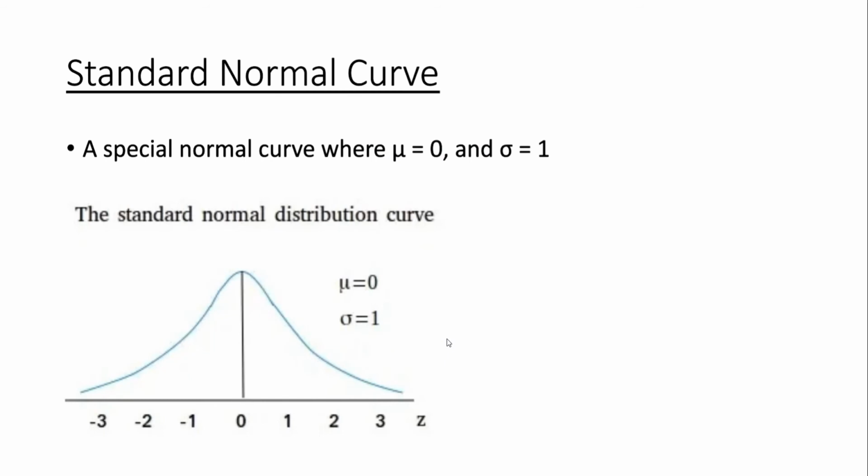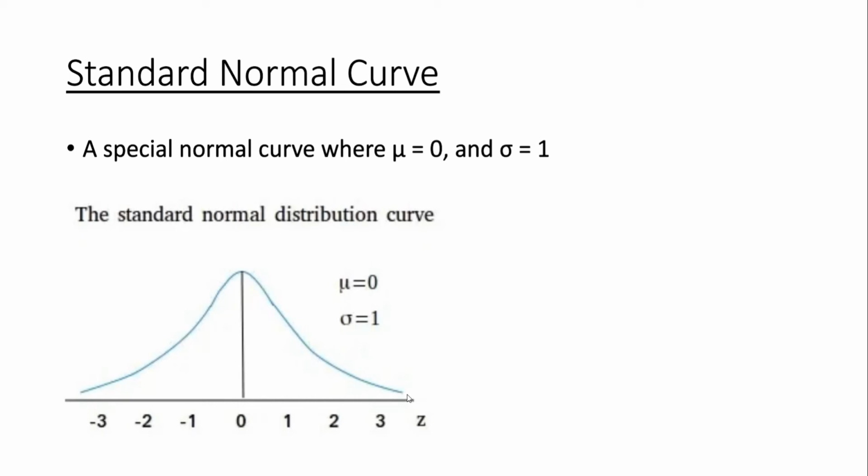Now we'll talk about the standard normal curve. So a lot of the real-life examples we saw, the normal curves were all shaped a little bit differently, even though they all had the same basic bell-shaped curve. The standard normal curve is a special normal curve where the mean is equal to 0 and the standard deviation is equal to 1. This is what the standard normal curve looks like.